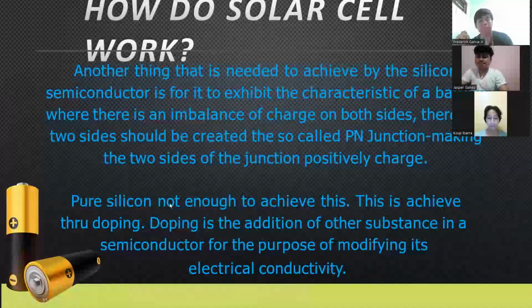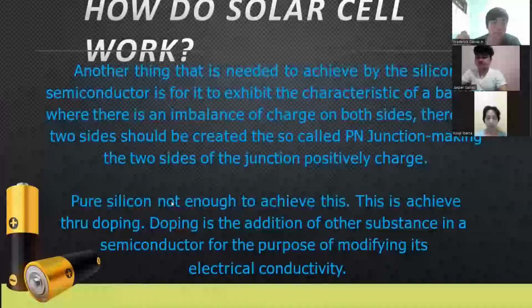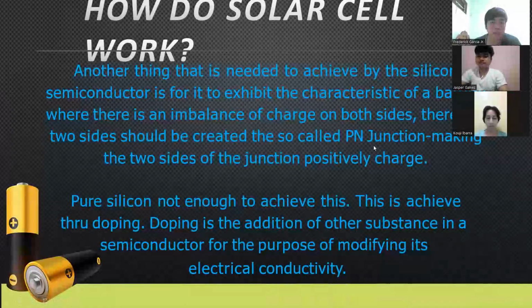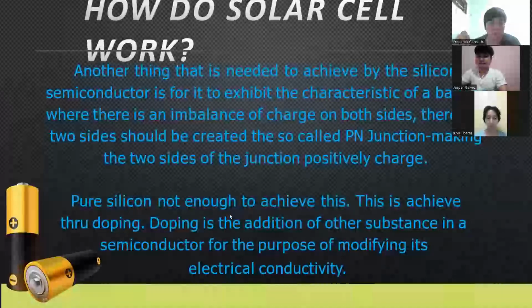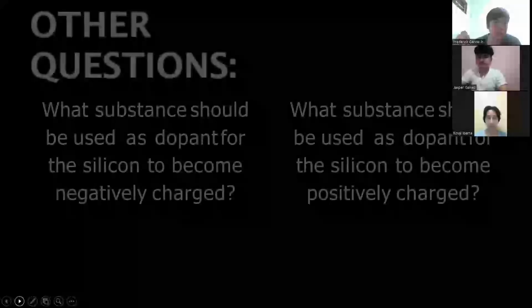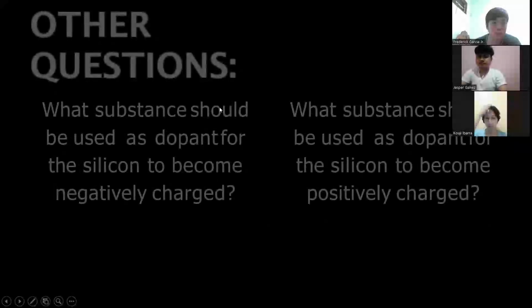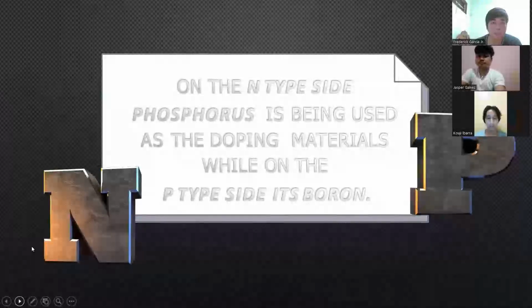Okay, so now here we have the meaning of doping. You see, in pure silicon, it's not enough to use just silicon in the making of something like a p-n junction. We need to introduce impurities or other substances. Now, what are these other substances? What substance should be used as a dopant for the silicon to become negatively charged? And on the other end of the spectrum, what substance should be used as a dopant for the silicon to become positively charged? On the n-type side, phosphorus is used as the doping material, while on the p-type side, it is boron.